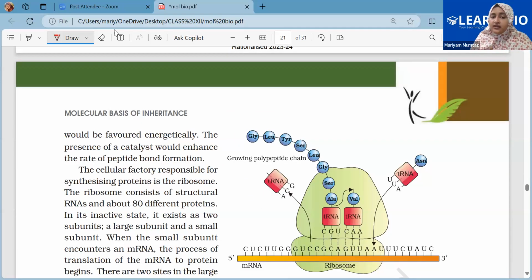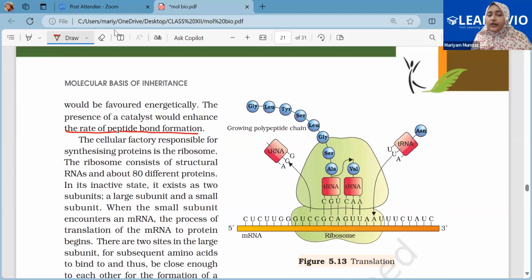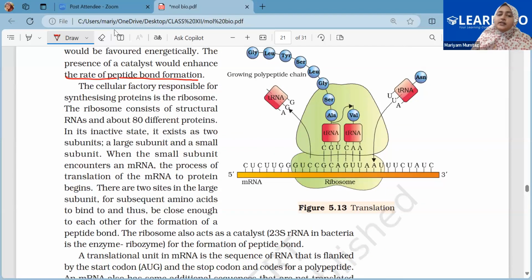The presence of a catalyst would enhance the rate of peptide bond formation, because catalysts obviously increase the rate of reaction. Now, the cellular factory responsible for synthesizing protein is the ribosome, because we know that ribosomes are protein factories. The ribosome consists of structural RNAs and about 80 different proteins. In its inactive state, it exists as two subunits, a large subunit and a small subunit.